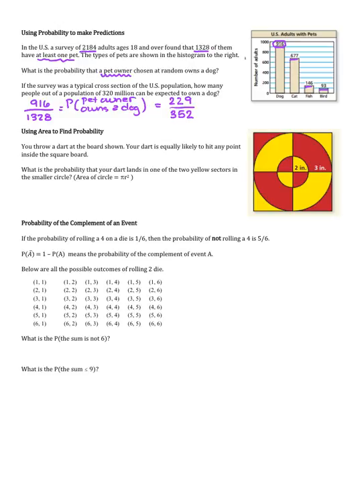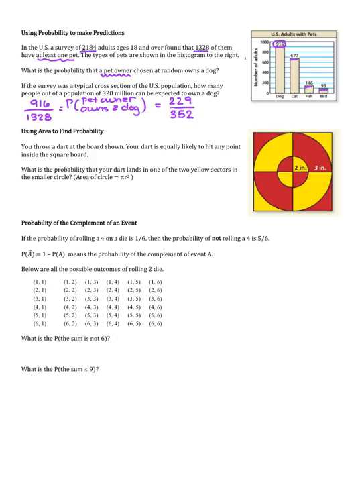Another thing we can do with probability, and this is what you did last year, is use probability in geometry using your formulas for geometry. So for instance, we have this dartboard here, this yellow and red dartboard. And you throw a dart at the board. The dart is equally likely to hit any point inside the square board.